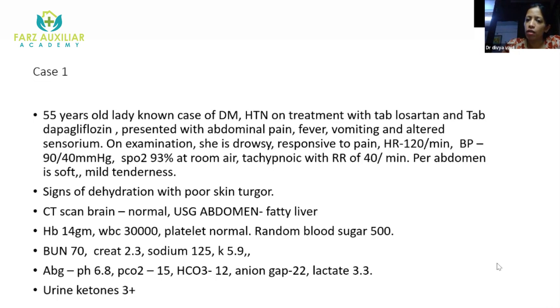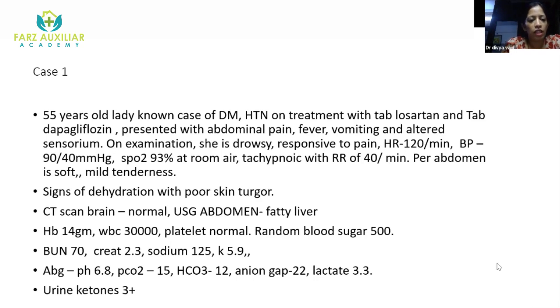She's very tachypneic, respiratory rate is 40 per minute. Per abdominal examination is soft, there is a little tenderness. Clinical examination is showing some signs of dehydration, the skin turgor is poor. So we do a CT scan brain, which is normal. USG abdomen, because it's an acute abdominal kind of presentation, shows only fatty liver, no other abnormalities.